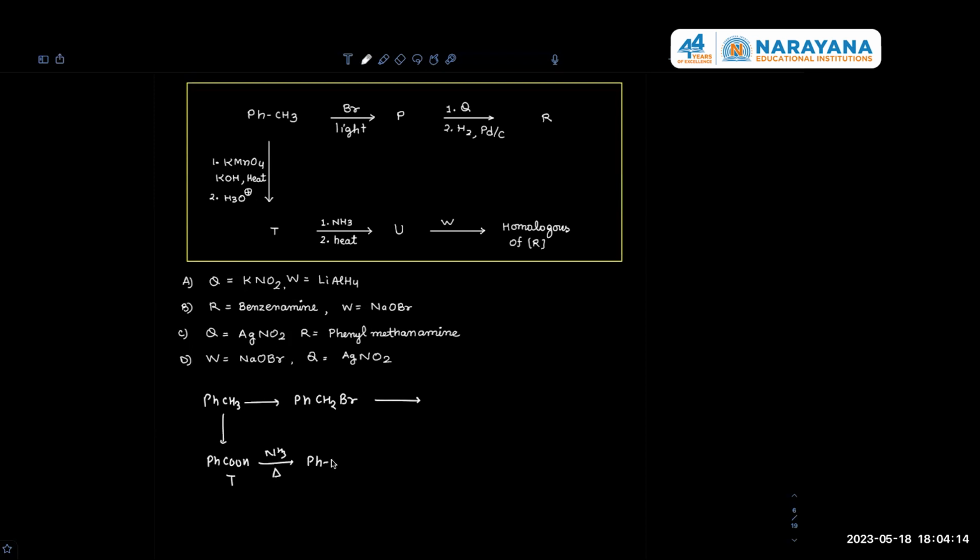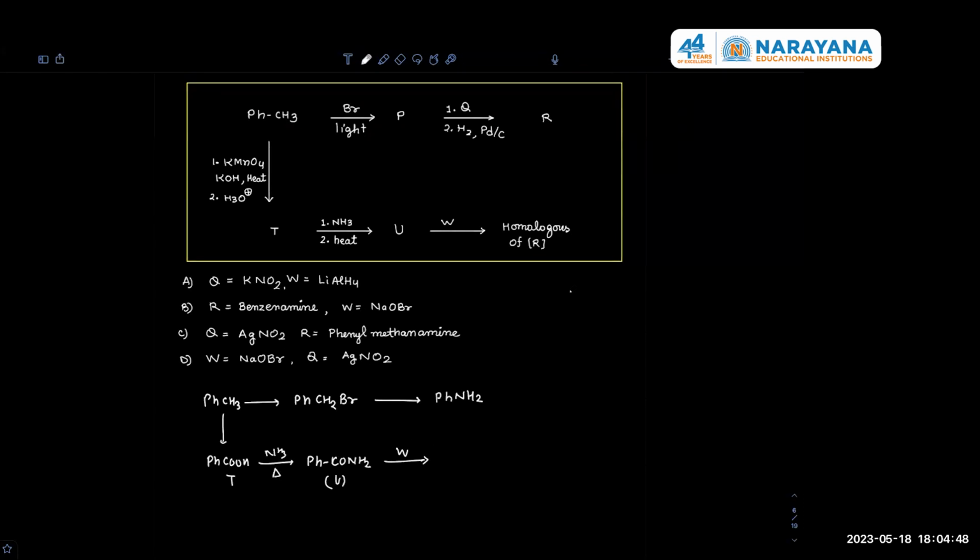Then ammonia and heat, you will get amide. You must know this point. It will convert into amide. Amide is U. And here some W, and we are getting one compound which is a homologue of R. PhCH2Br is Q, that should react with AgNO2, so that I can get nitro compound. Nitro by H2/Pd-C will get PhNH2, right?